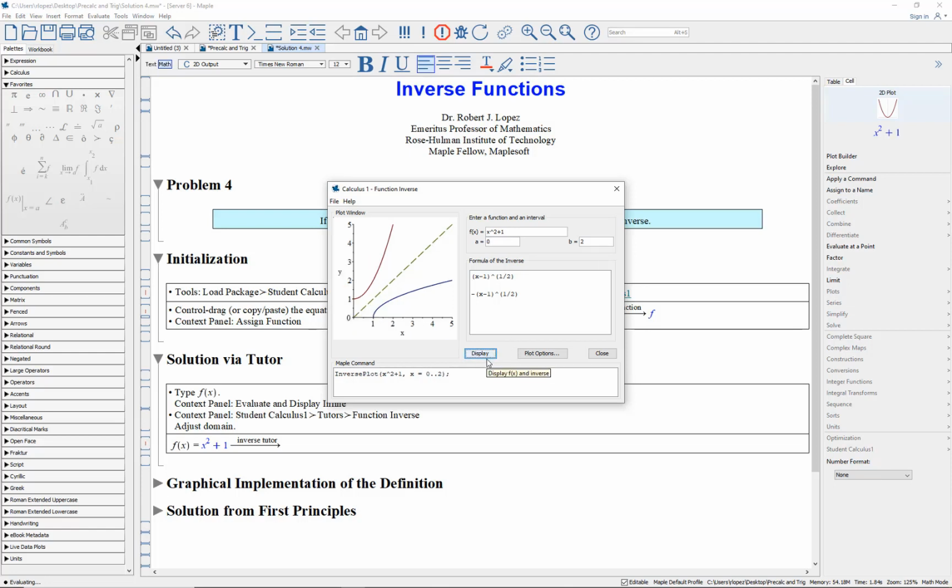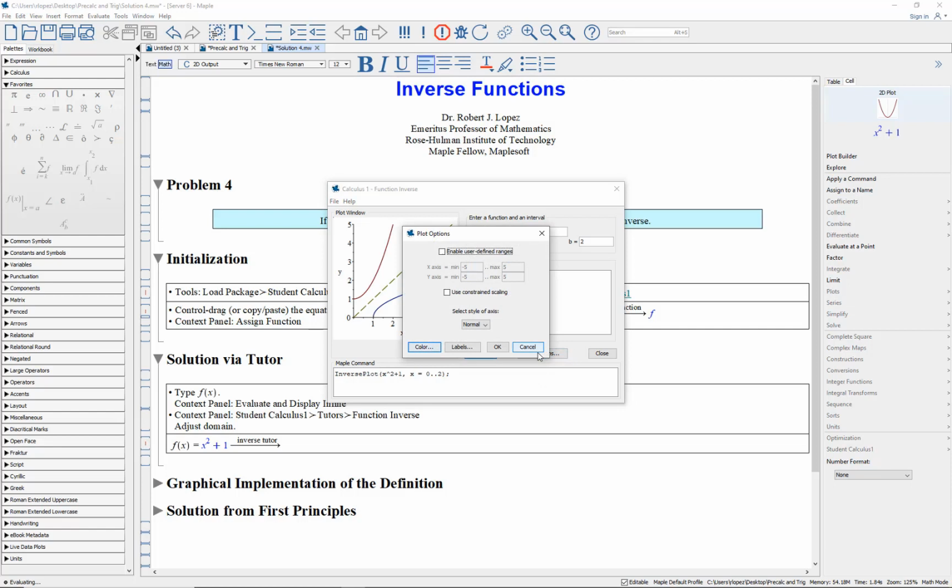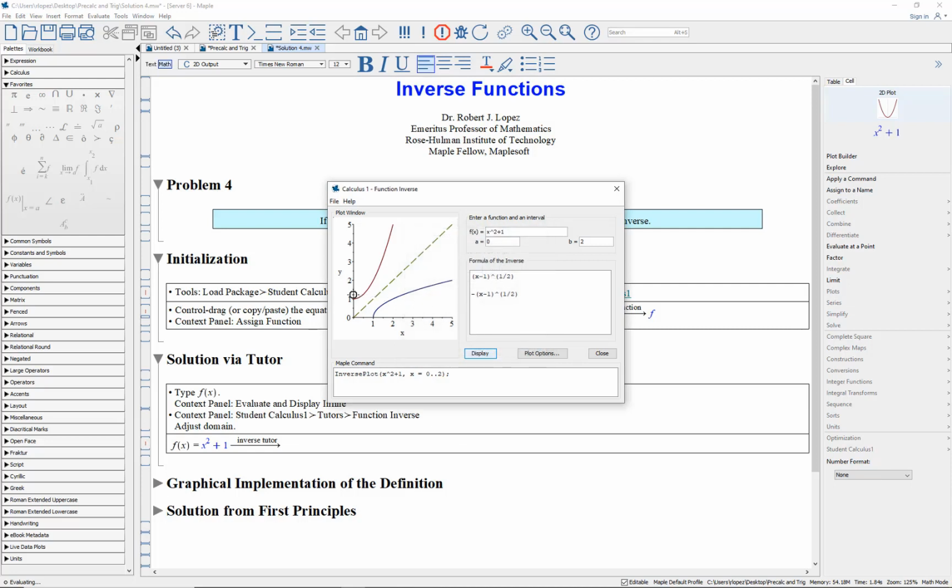So this is what the function and its inverse look like. This dashed line is the 45-degree line, and the color code here can be read from plot options. See where it says color? The function is in red, the inverse is in blue. So this is the piece of x squared plus 1 for x greater than or equal to 0. This is its reflection across the 45-degree line.